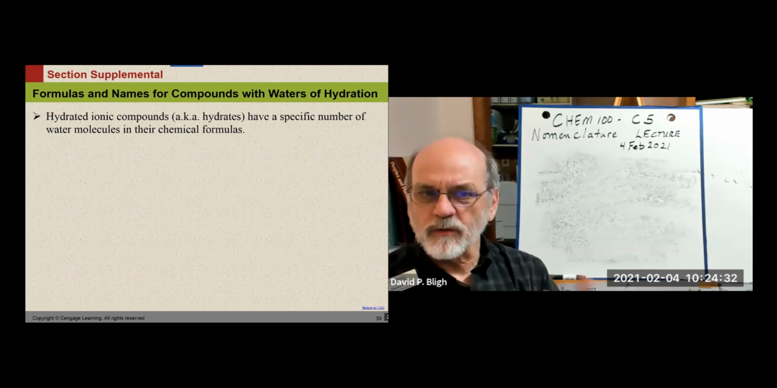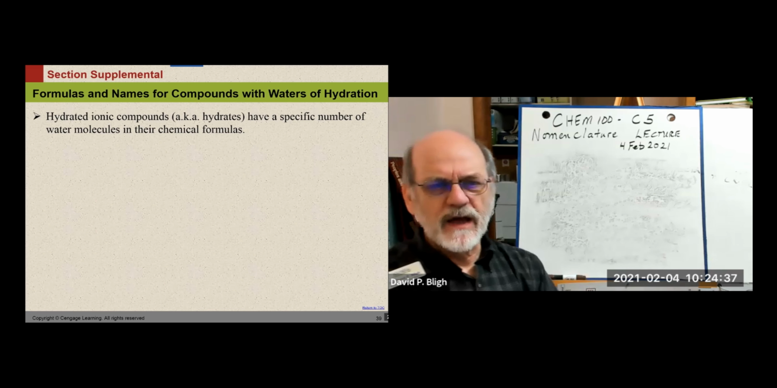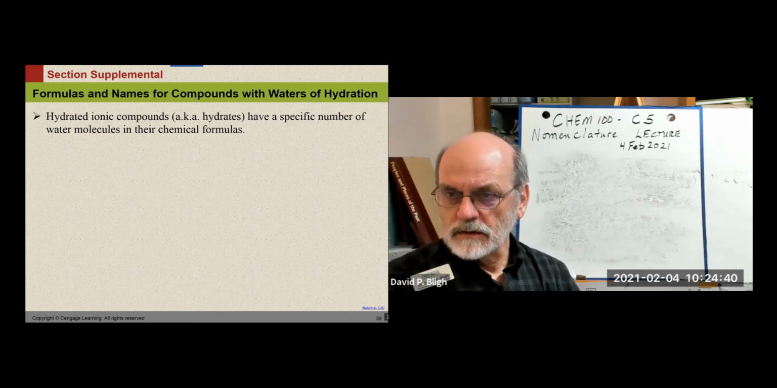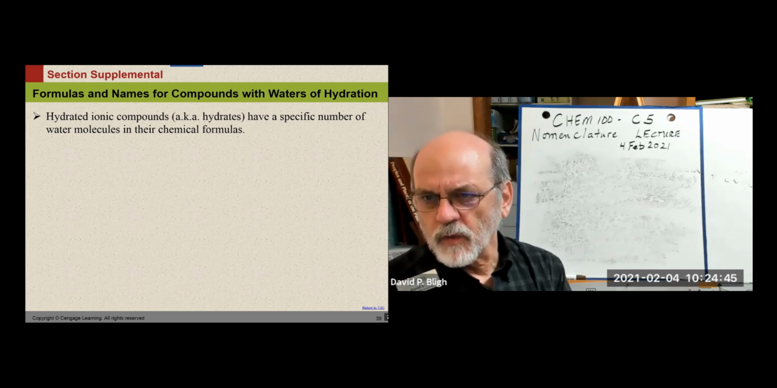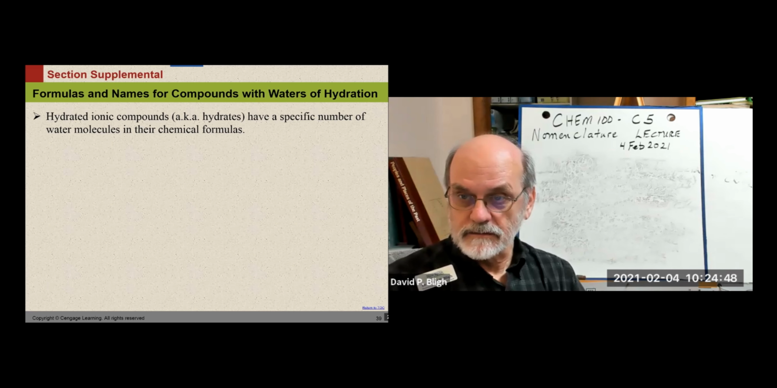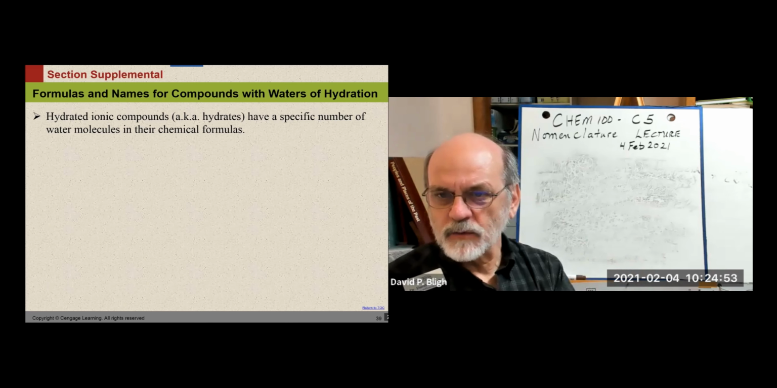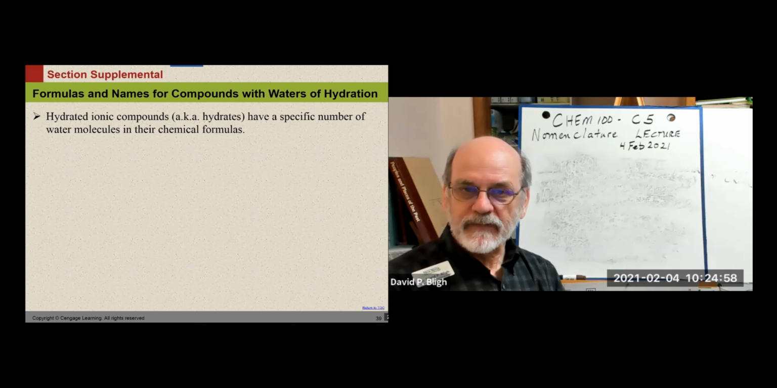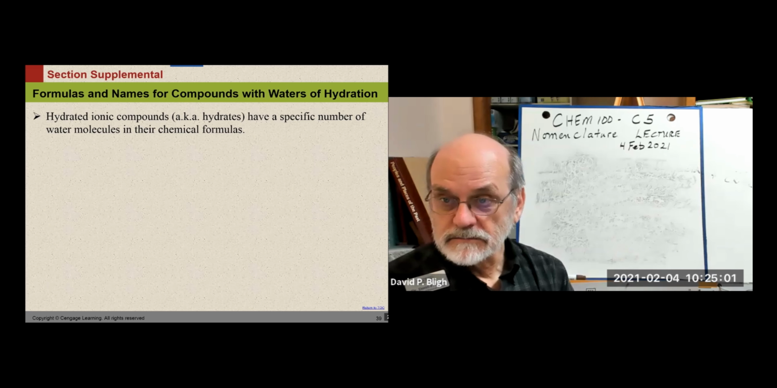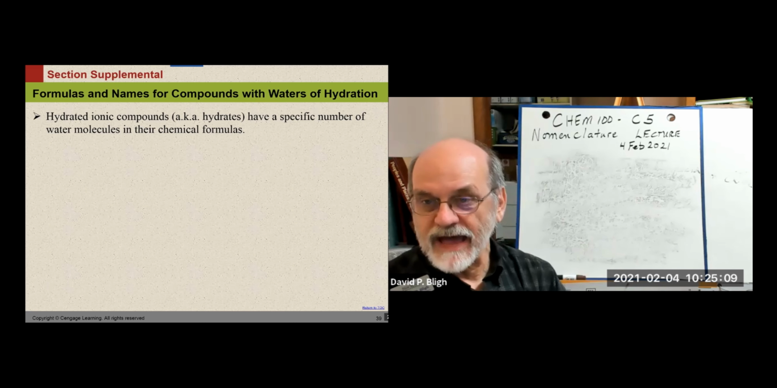Okay, so how do we write those? When we know that there is water there, well, in the first place, how do we know that we have extra water there? Well, what's the boiling point of water? Right, 100 degrees Celsius. If it's bound to a compound like this, then we need a little bit more heat to get it off. Like usually 105 degrees will do it. So you dry the compound at 105 degrees and you weigh it before and after. You find out how much mass it lost.